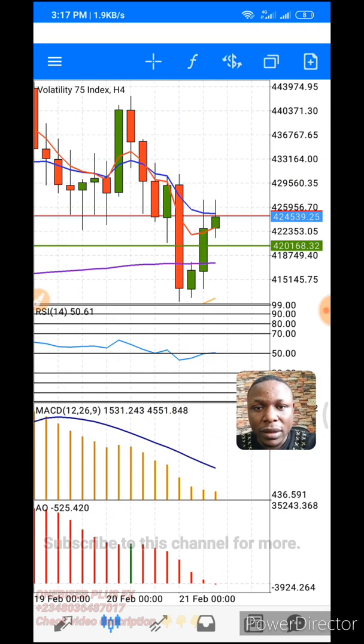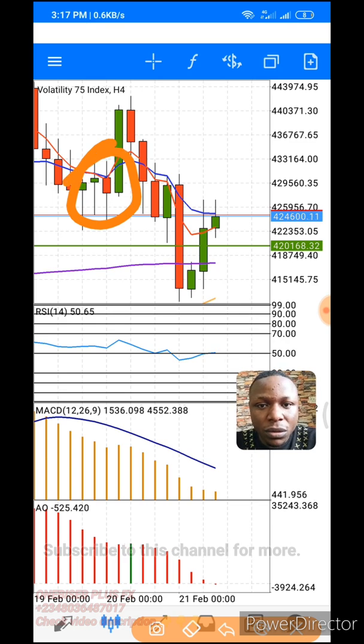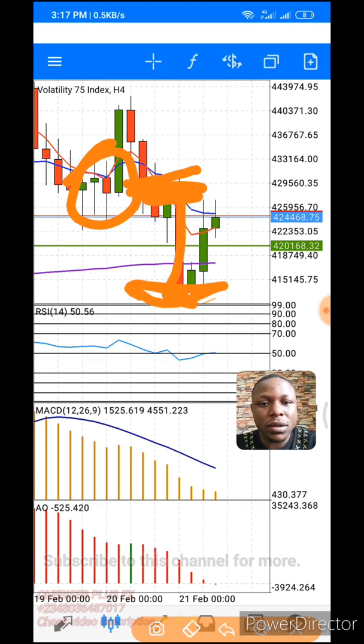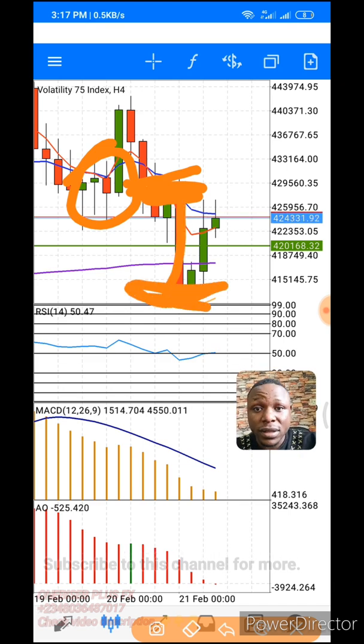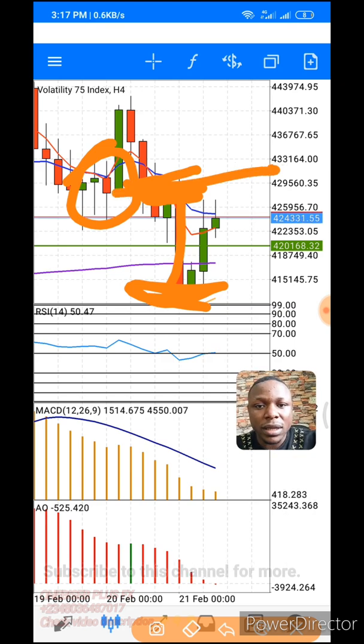You can see it was trying to cross over here. There was no good crossing, but the market crossed there. So if you had entered here for the sell, at least up to this level, this is the V75 4 hours time frame, that's a lot of money.